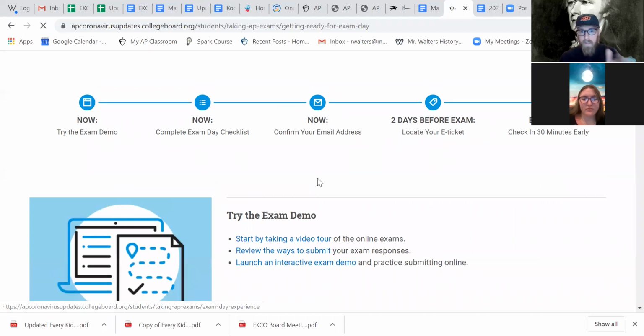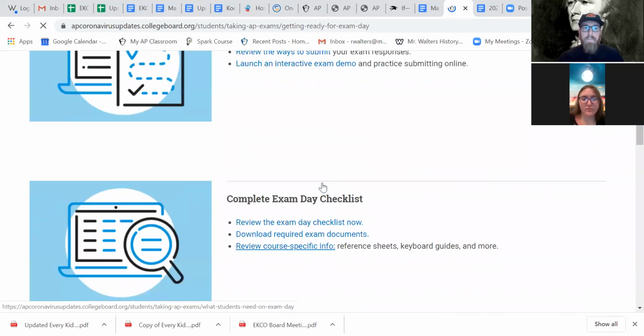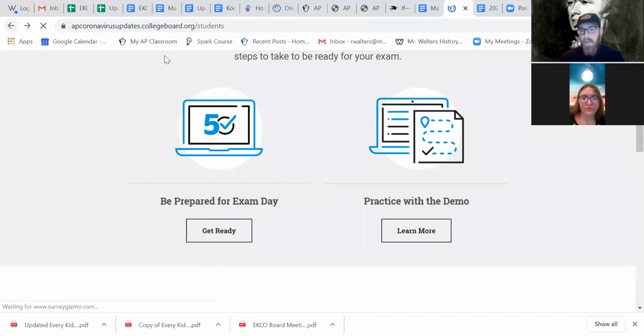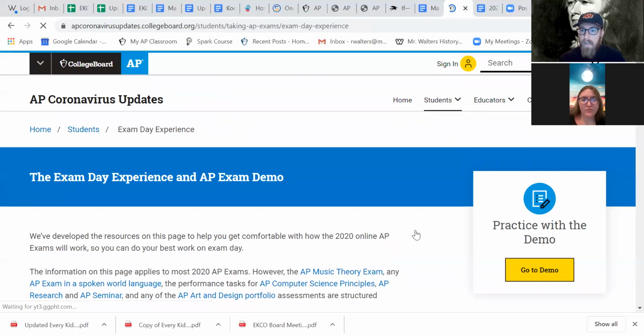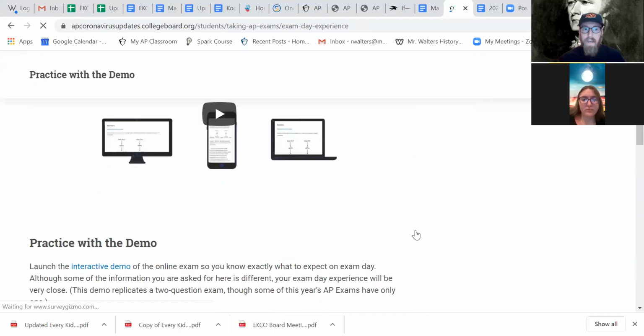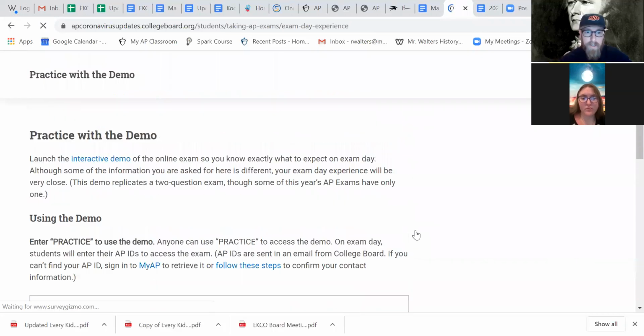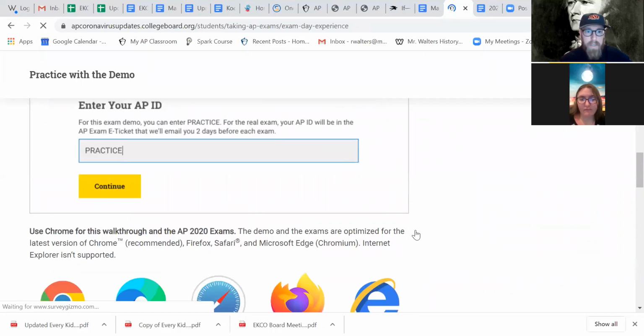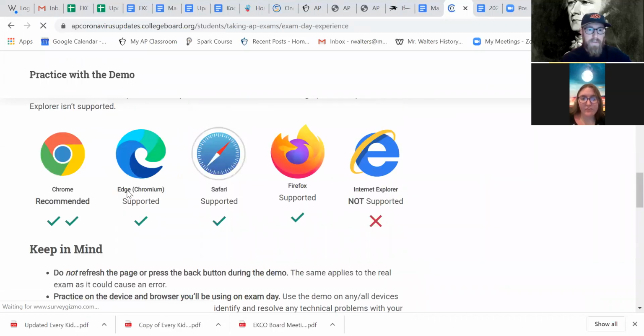And then this walks you through some of the other things that you can do in preparation for it. The other thing that they recommend is that you practice with this demo. I'm just going to show you right now. Again, I encourage you guys to do that. They have a little video here of what it looks like. It explains here how to get your AP ID if you forgot. It gives you all of these steps here.